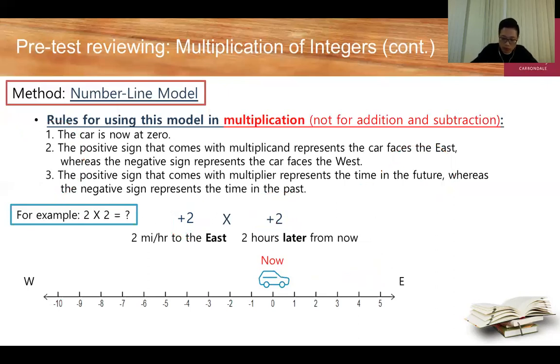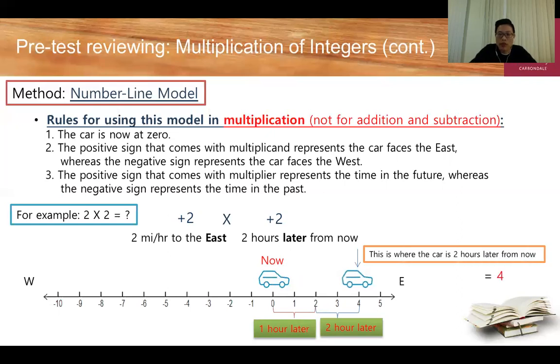So what we're gonna do here, positive 2 times positive 2, that means the car moved to the east, and 1 hour later, the car will be at position 2, right? And the second hour later, the car will be at position 4. And this position where the car stopped at will be the final answer, right? So this is where the car is 2 hours later from now. So the answer will be 4.